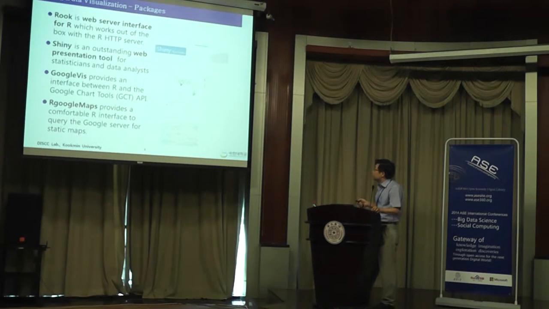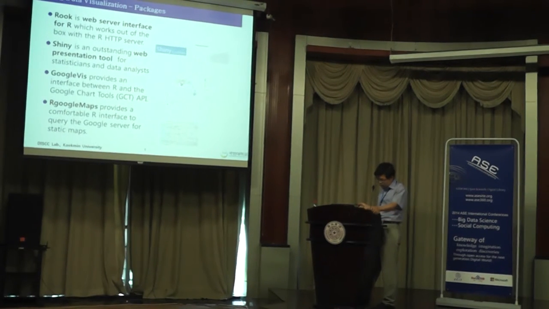Rook is a web server interface for R. Shiny is a dominant presentation tool. And we can use the excellent Google Chart tool API if we use the googleVis package. And we can use Google static maps if we use the RgoogleMaps package. RgoogleMaps is useful for spatial big data analysis.